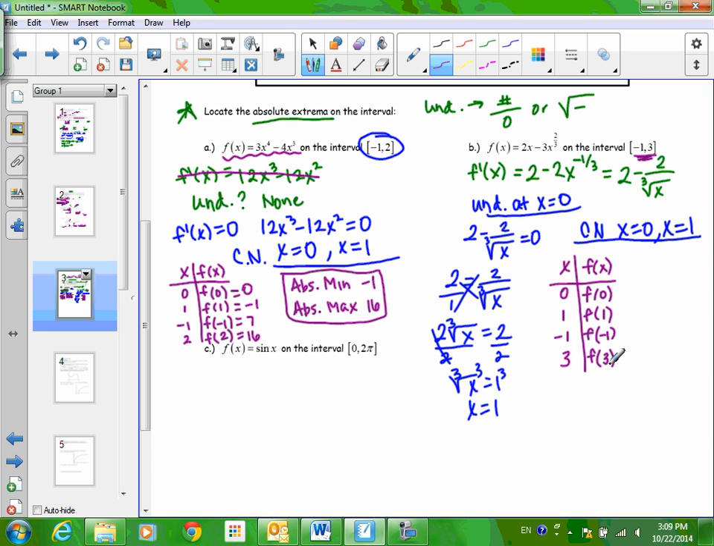Why is 0 one of them? Because f prime was undefined at x equals 0. Remember, critical points are where f prime is undefined or where f prime equals 0. Everybody always forgets the undefined one.